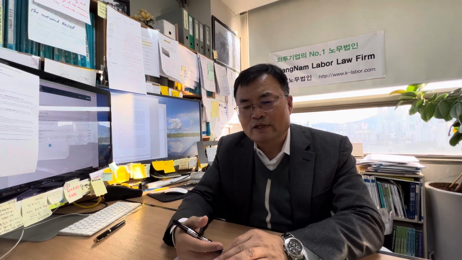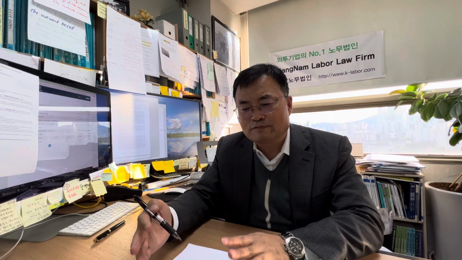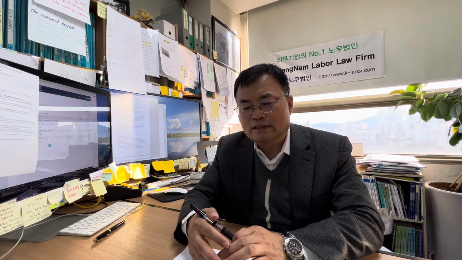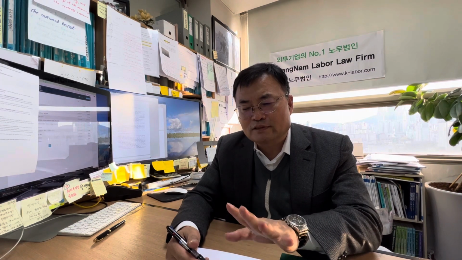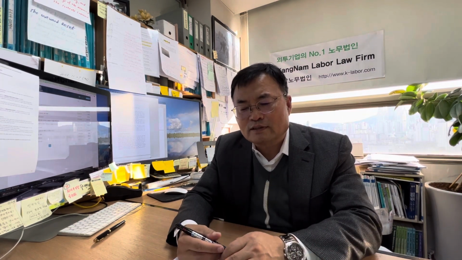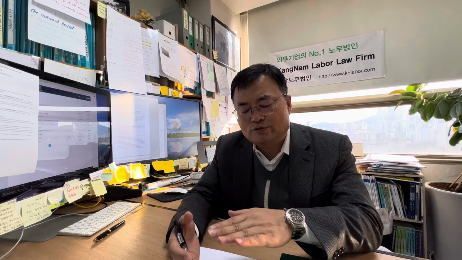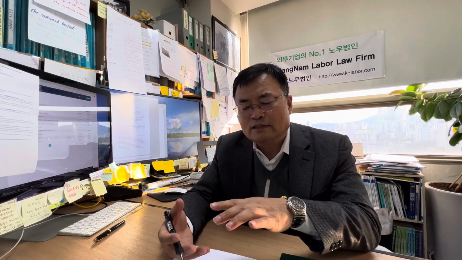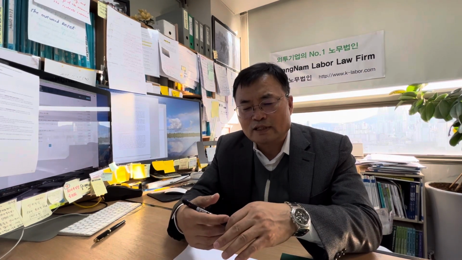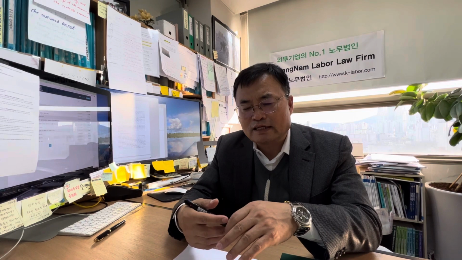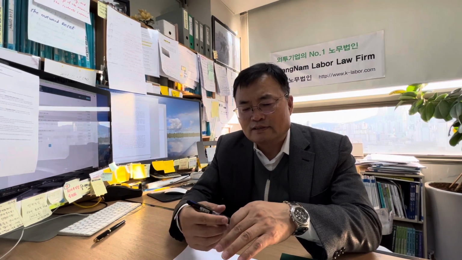So this article says that when an employer follows the requirements for managerial dismissal, it is regarded as a justifiable reason for termination. So what are the requirements? There are 4 requirements to satisfy a justifiable reason. The first one is that there should be an urgent necessity in relation to the business. So if the business suffers from a long-time deficit or a negative business environment, in that case, it can be a reason.